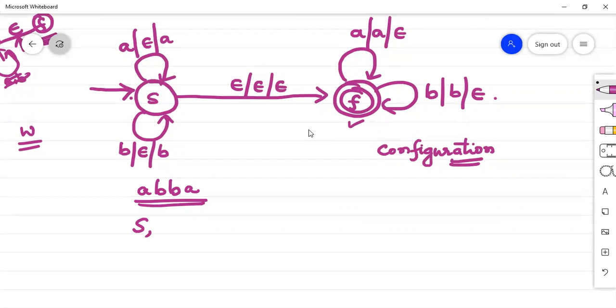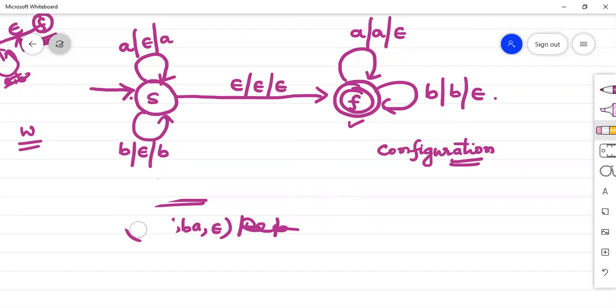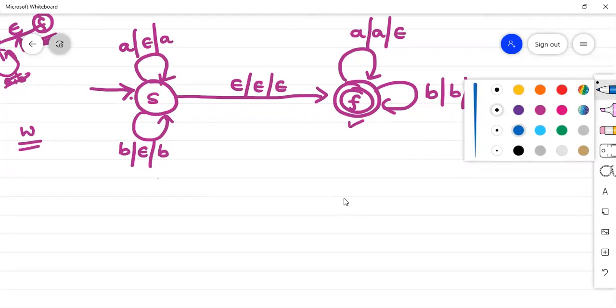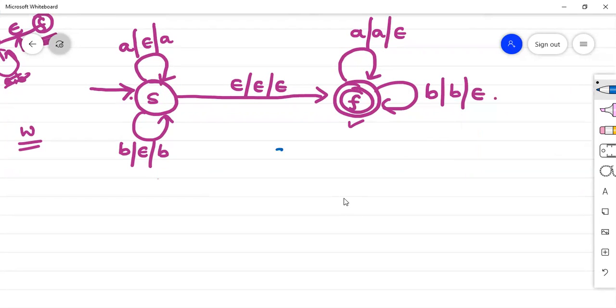So let us say from starting state, your input is ABBA and nothing is there in the stack. Now I cannot show it like yesterday like this because there is no single path. I have to show it as a tree, right? So let me make a little space first to draw the tree. Let's draw the tree. Let's start from the starting state, and starting state here is S. The input is ABBA, and epsilon, nothing is there in the stack.